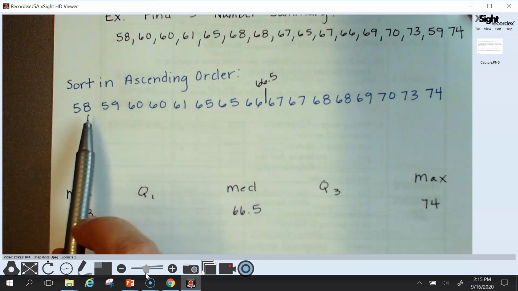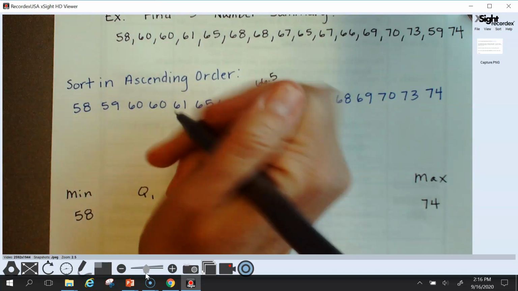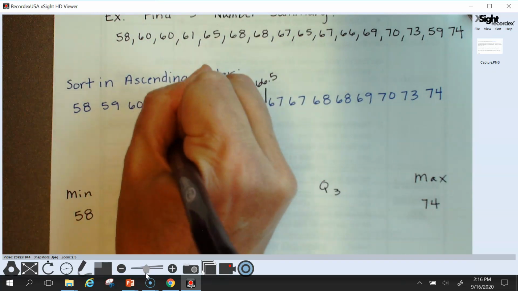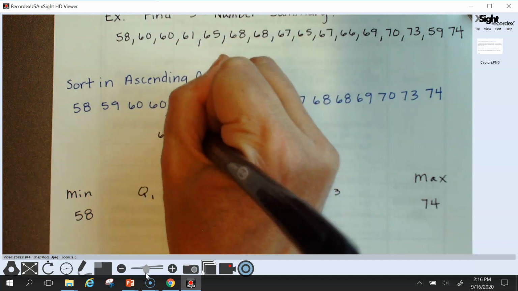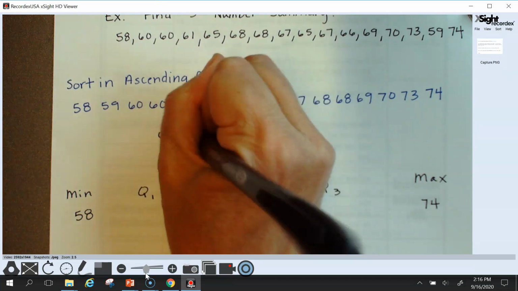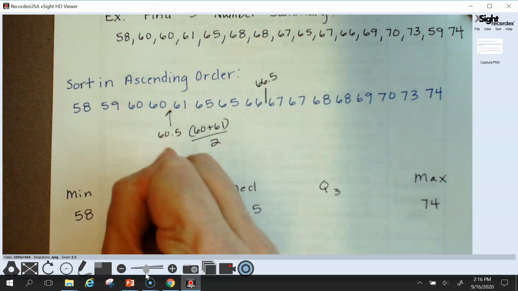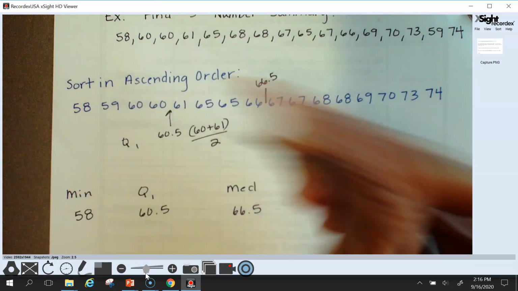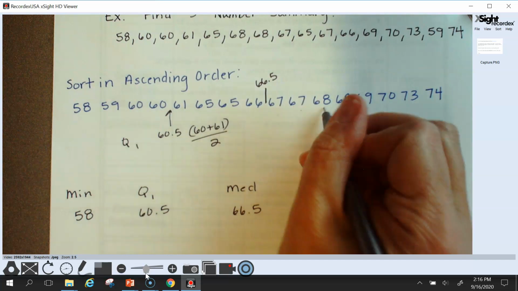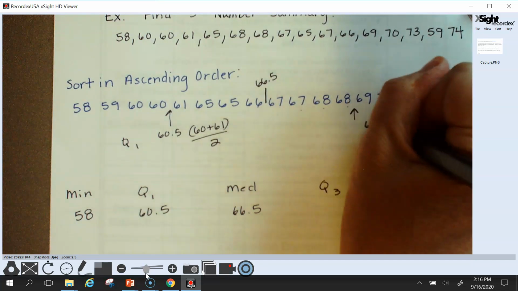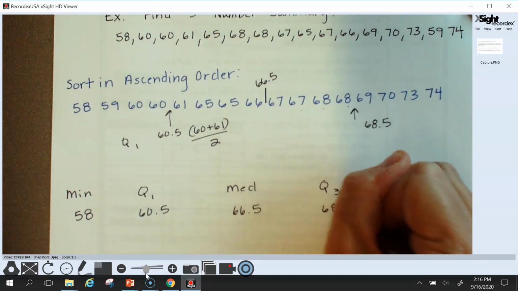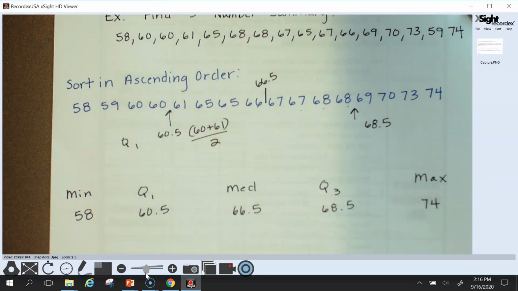So there's 8 numbers in the lower half, so 1, 2, 3, 4 would be the middle. So in between here, just averaging the two, that middle is going to be 60.5. Just in case you don't know what I did, 60 plus 61 divided by 2 is how I'm getting that value. So that's going to be my Q1. And I'll do the same thing up here. 1, 2, 3, 4. And that value is going to be 68.5. So I got lucky in this case. Nothing too complicated. And then you would sketch these numbers on a number line to give you your sketch for a box plot.